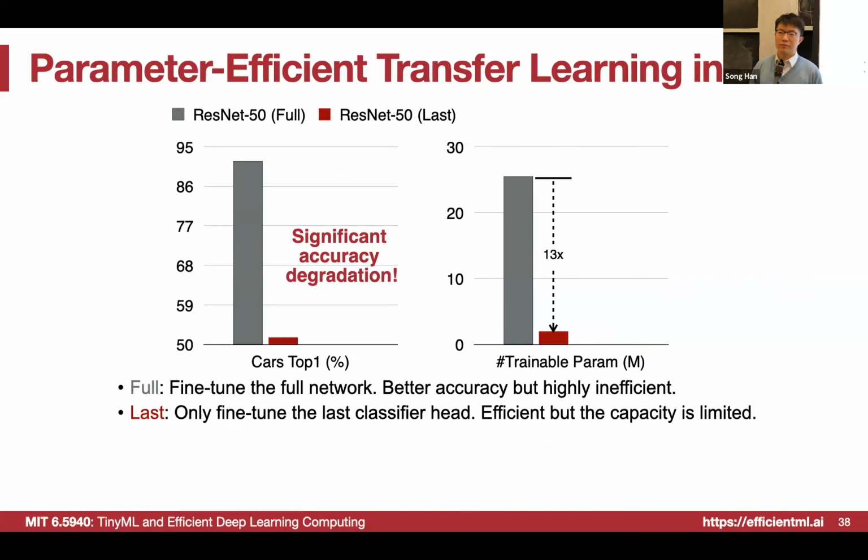What about some efficient fine-tuning techniques? Can we try to save the memory by only fine-tuning the last layer? Only fine-tune the last classifier head, and it's pretty efficient, as we can see. This is showing the number of trainable parameters reduced by a lot. The drawback is that there's significant accuracy degradation. This is fine-tuning the full ResNet-50 versus fine-tuning only the last layer. It's very efficient, but the capacity is limited. You don't want to have such sharp degradation of the accuracy.